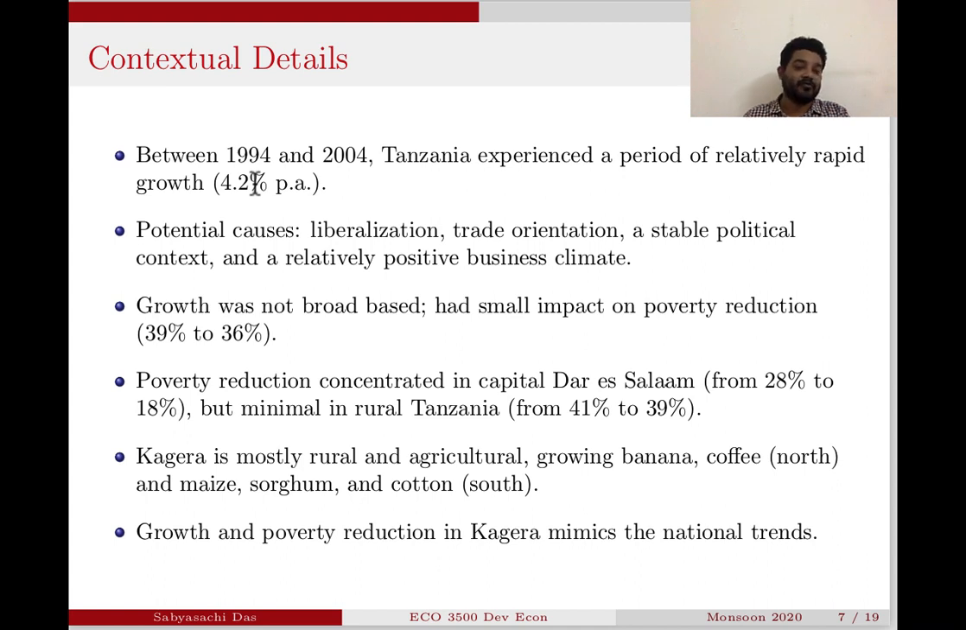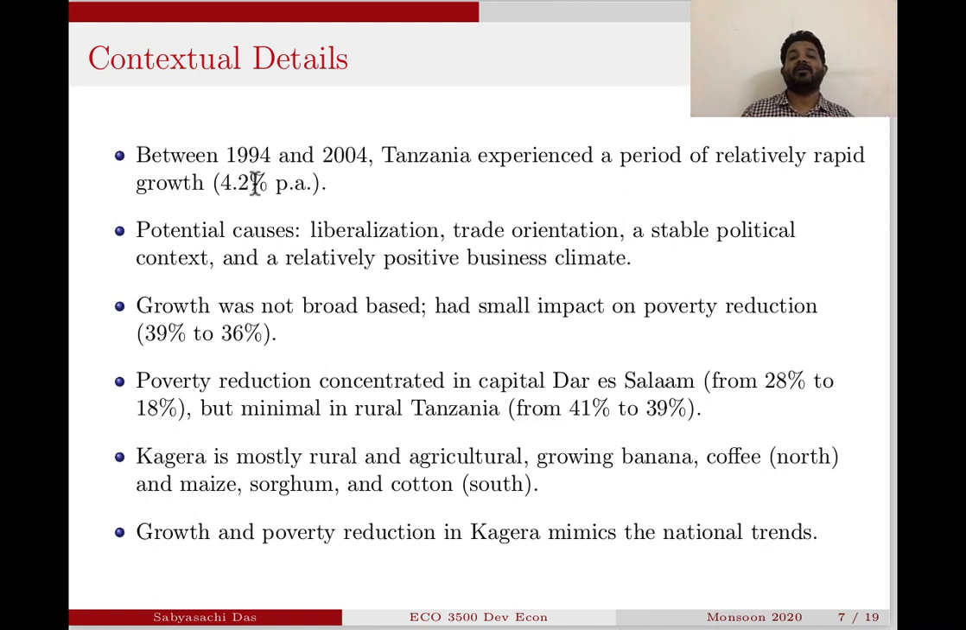And there were a lot of liberalizing policies, trade orientation, stable political context, etc. that people think contributed to this relatively rapid growth. But even though there was rapid growth, it was not broad-based. So poverty reduction was relatively minimal during that time. Poverty fell from 39% to 36% only during this 10-year period.